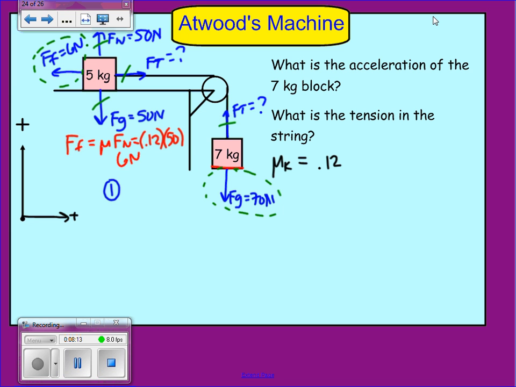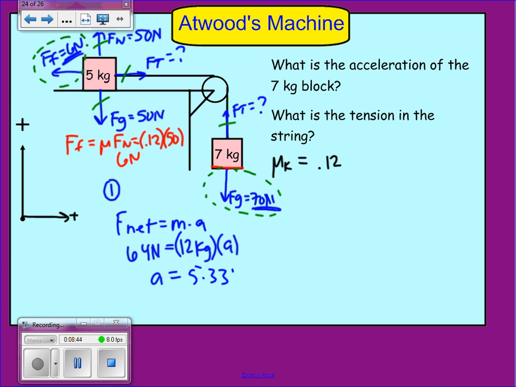And so what that means is when we go to write my force net, we're going to take those two forces and subtract them. So you've got the 70 newtons right here that wants to pull it down, but 6 newtons is acting against it. And so what that means is my force net is just 64 newtons. It's 70 minus 6. That's equal to the mass of the whole system, which is 12 kilograms, times my acceleration, which is what I'm solving for. So my acceleration is just 64 divided by 12, or 5.33 meters per second squared.